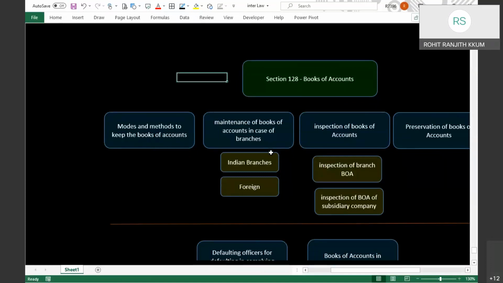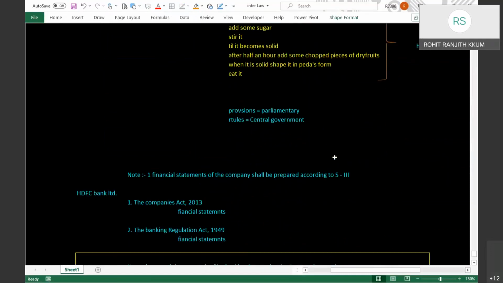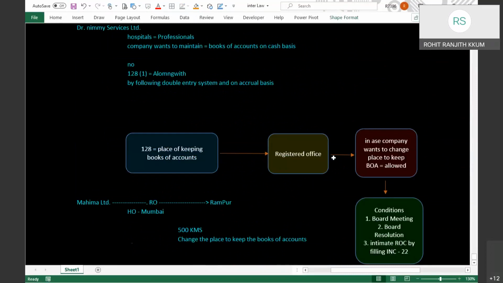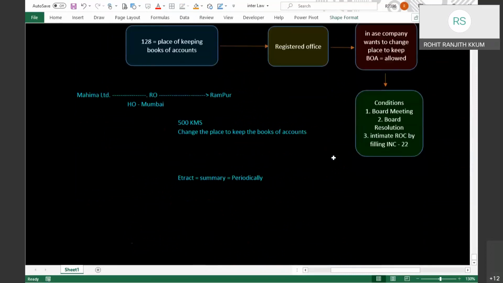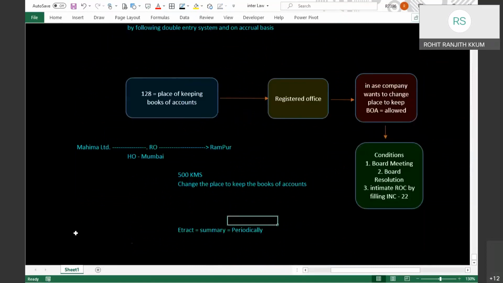All right. So what did we learn? I think 128 we talked about inspection. The last point I discussed was inspection. I guess I think this part is done, right? Place of keeping registered books of accounts.